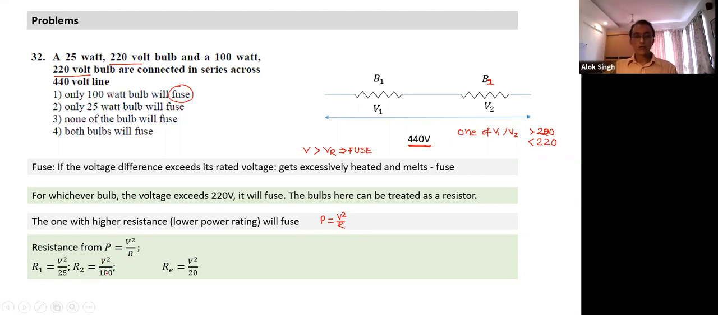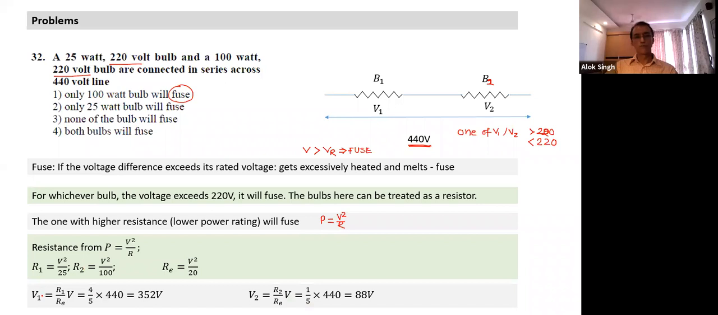What is R equivalent? The sum of these two. What is V1 equal to? V1 is R1 divided by R1 plus R2, into V. Voltage will be in proportion to the resistance. So V1 will be equal to 4 by 5 into 440, which is 352. V2 will be R2 divided by R1 plus R2, so that is 1 by 5 into 440, which is 88. Which one will fail? Naturally, this one will fail.